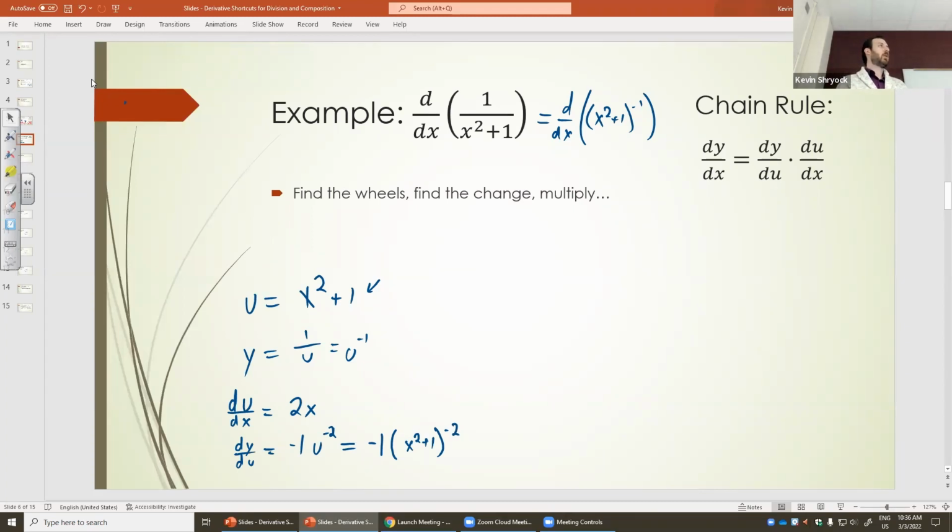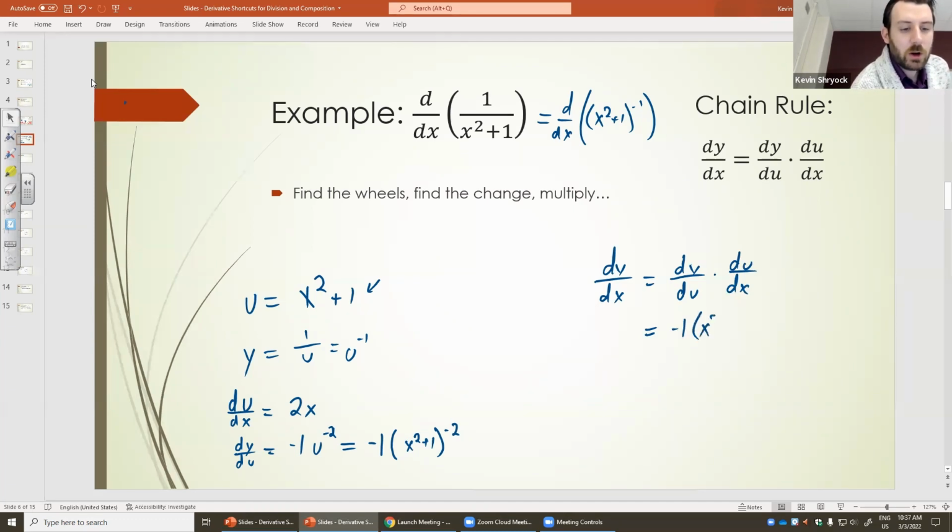Are we all comfortable with me kind of writing that off as part of my mise en place instead of the simplifying? Again, you do you, right? None of this is required. You just choose whatever way you'd like to organize your thoughts. But now off to the side, I can say, okay, if I want to figure out dy as it changes on dx, that's going to be the derivative dy per du times du per dx, which is -1 times x squared plus 1 to the negative second times 2x.